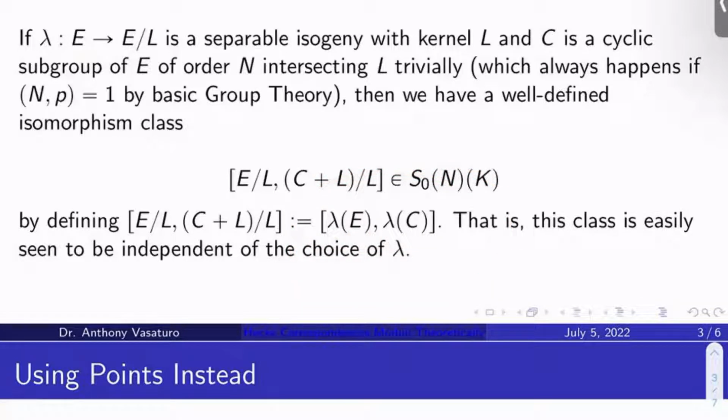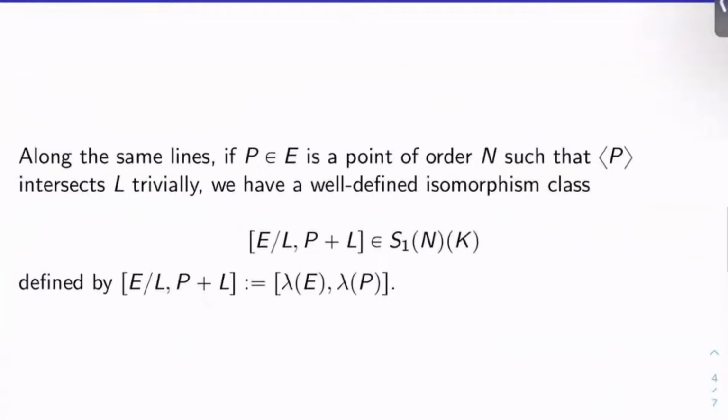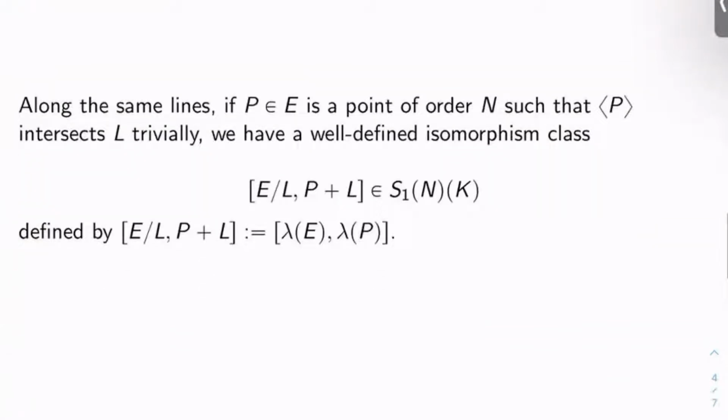Okay, perfect. How about if we do things with points instead of subgroups? Well, similarly, if you take a point P in E of order n, such that the group generated by P intersects L trivially, then we have a well-defined isomorphism class given by the class of E mod L, P plus L, in S sub 1 of n, its k points. Okay, what is that class?